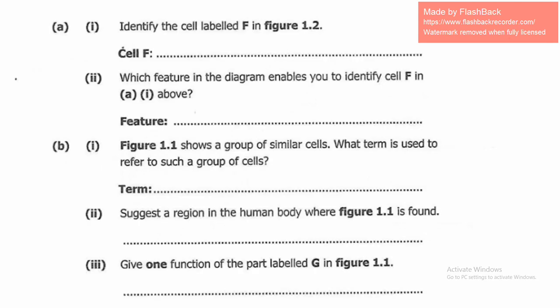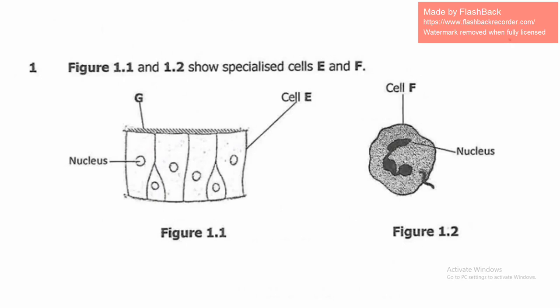So the first question is saying identify the cell labeled F in figure 1.2. Many times I've given this question to students and they get it wrong. Not specifically that they don't know, but there's just one reason why they get it wrong. Since I've said identify the cell F, if you say white blood cell, I would definitely mark you wrong.